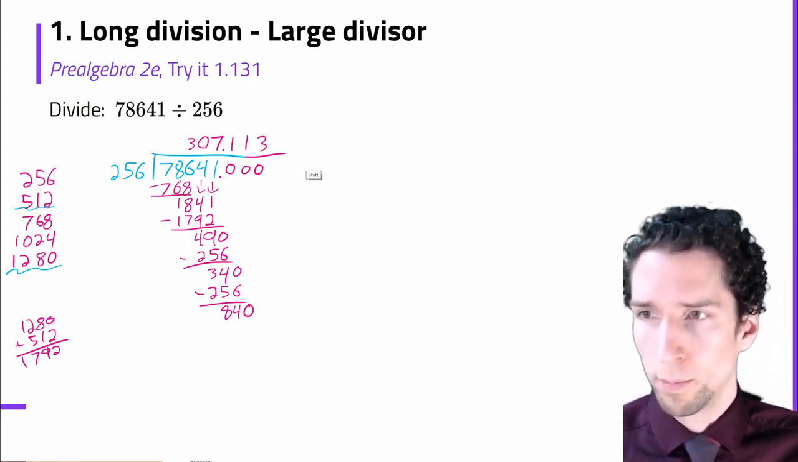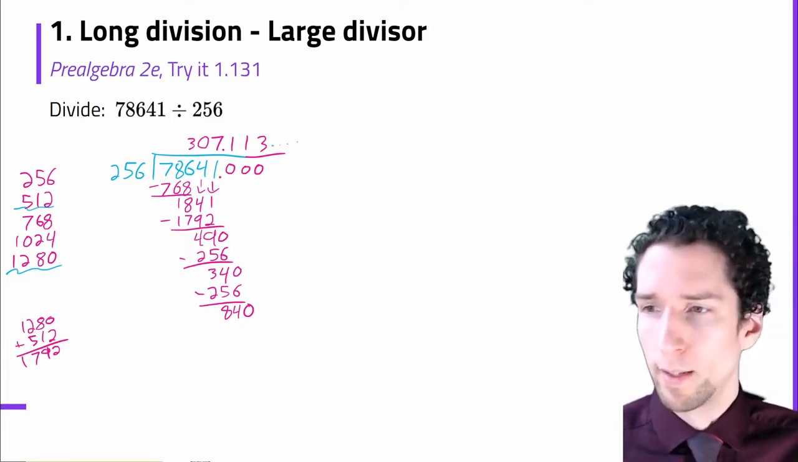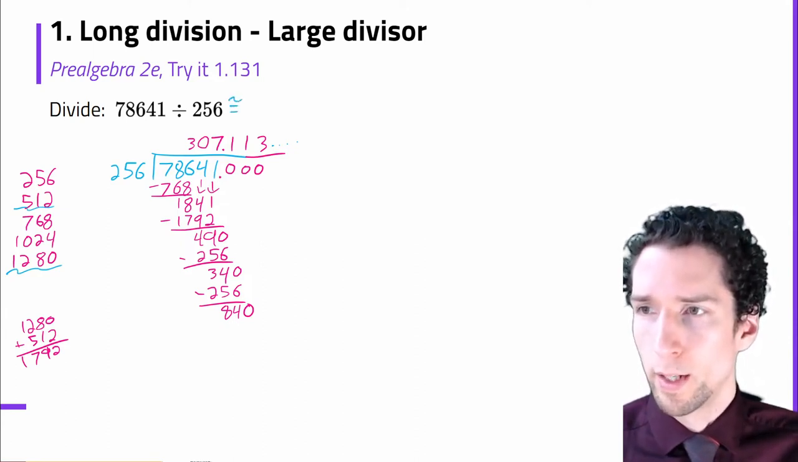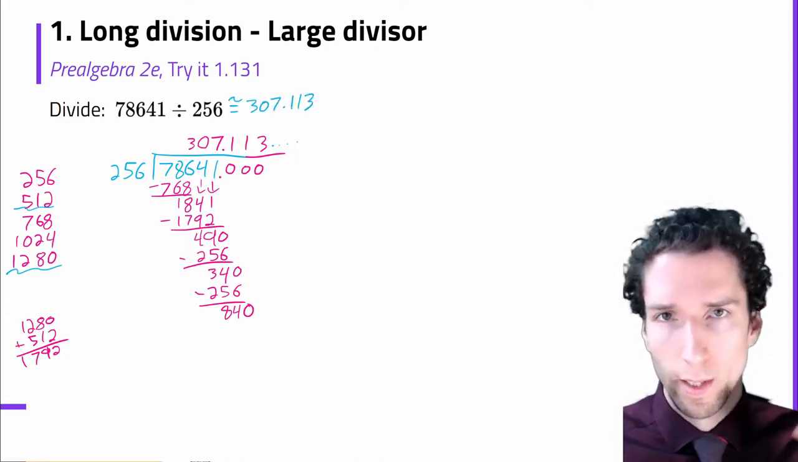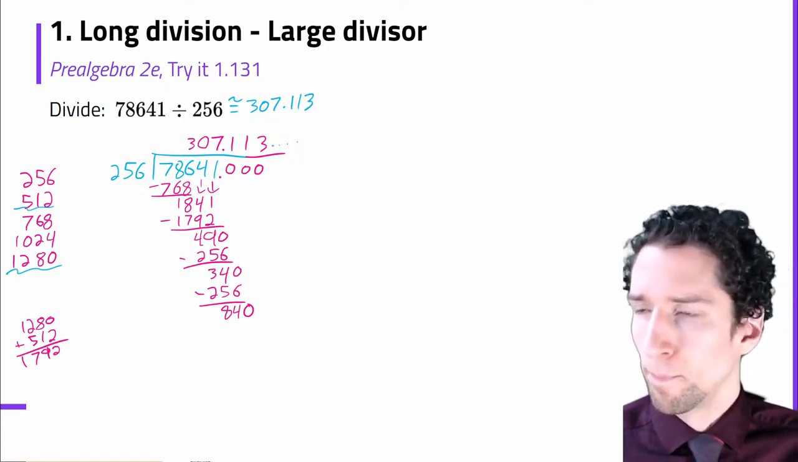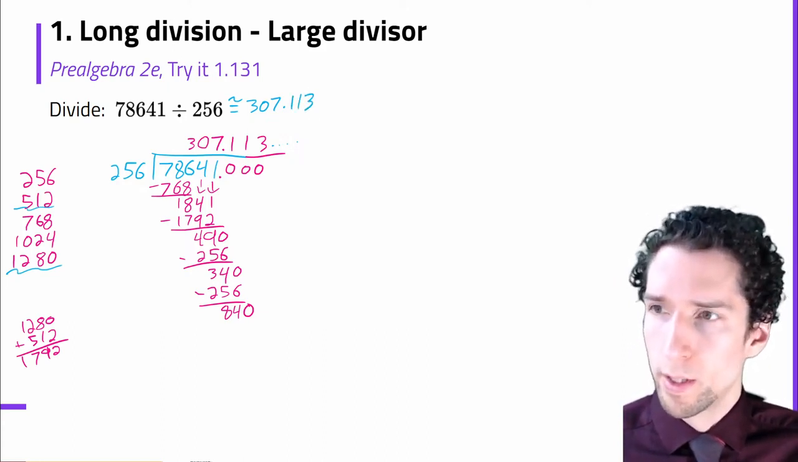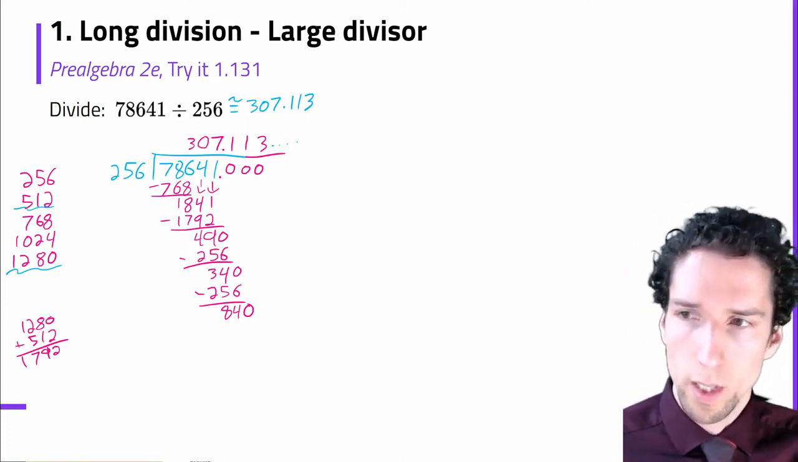But here I'm gonna say, you know, that's all right. I think I'm happy with this. So 3 decimal places, we'll say our answer is approximately 307.113, and then that's enough. Okay, so there is first example, first practice one for me.